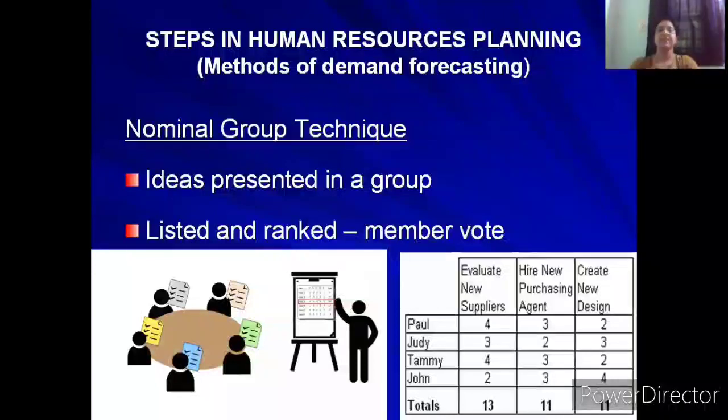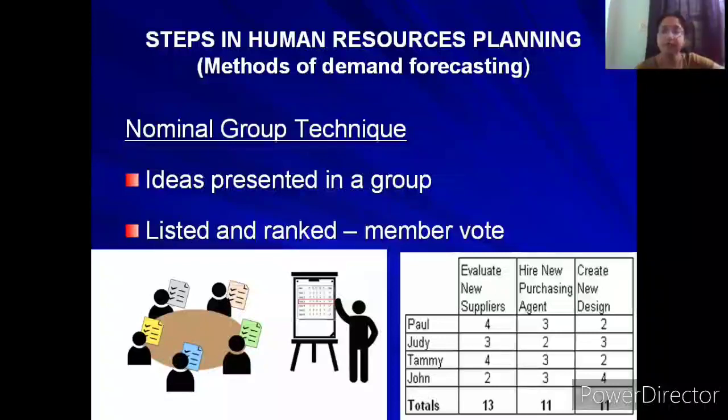Another way in which a decision can be arrived at is what I have mentioned over here in the slide. Each of the experts, let's say you have 4 experts, Paul, Judy, Tammy, and John. Each of these experts has to evaluate 3 ideas: evaluate new suppliers, hire a new purchasing agent, create a new design. So Paul will assign his rank for evaluate new suppliers as 4. The rank assigned for hiring someone is 3. The rank assigned to create a new design is 2. Judy assigns 3, 2, and 3 respectively for the 3 options. Similarly, Tammy assigns her rank and John assigns his rank.